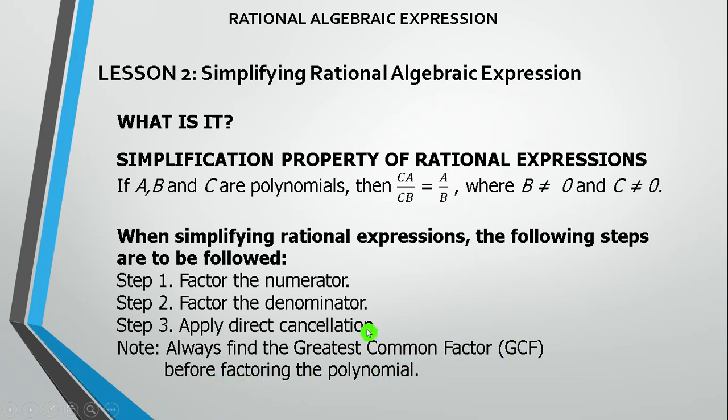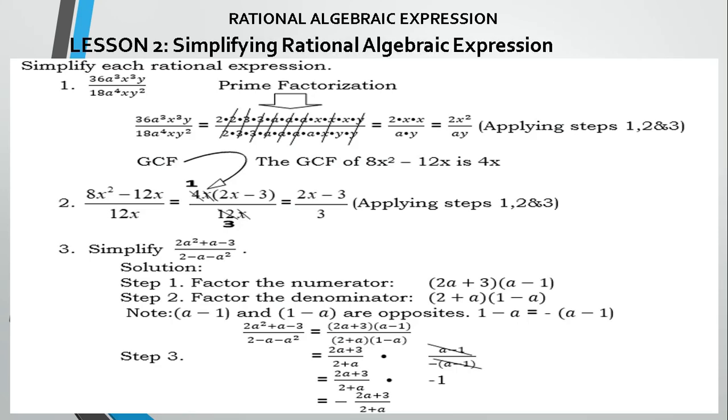So lahat po ng ating pinag-usapan doon sa module 1 at saka module 2 or week 1 and week 2, magagamit po natin dito. Okay? Because our numerator and denominator is also a polynomial. Okay, so we have here the example. Simplify each rational expression. We have here 36a cubed x cubed y over 18a raised to the power 4 x y squared. So we have to factor the numerator. That's the first step. And then the second step is factor the denominator. Then third is apply the cancellation.